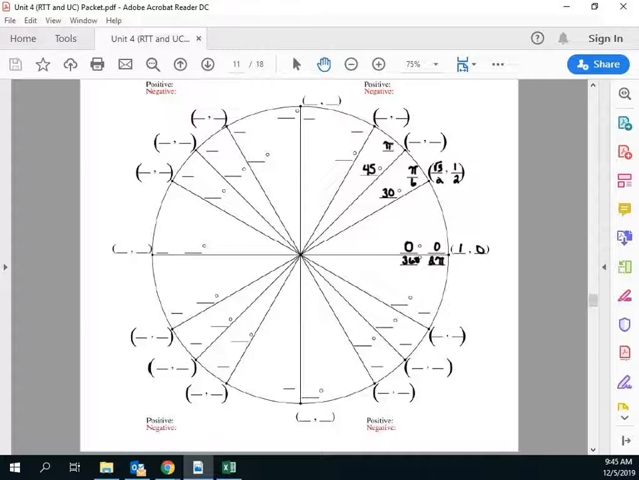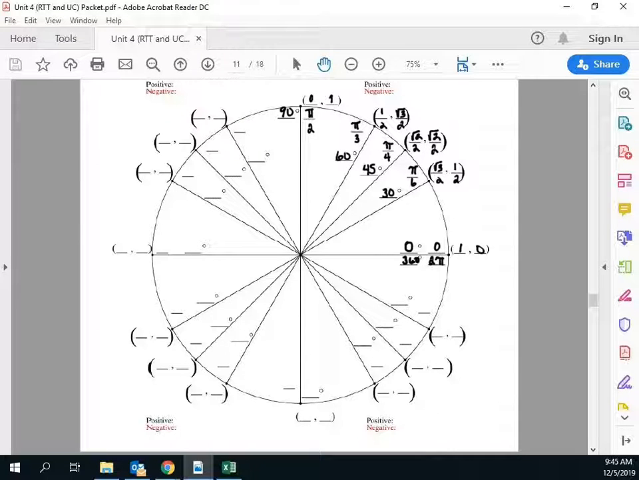45, which is pi over 4. Should be pi over 4. These are the same. It's root 2 over 2. 60, or pi over 3, which is the flip of pi over 6. And of course, to finish it off with 90, what we've already done. All right, first quadrant's done.